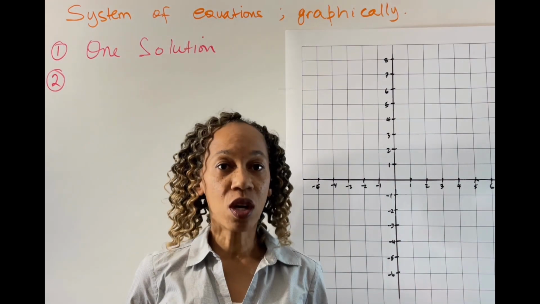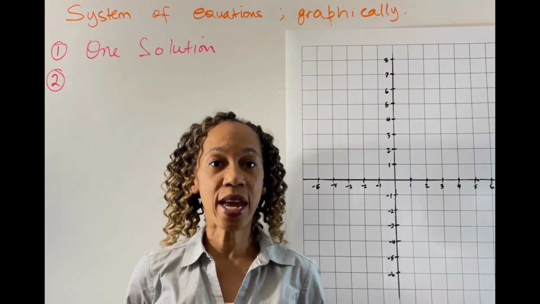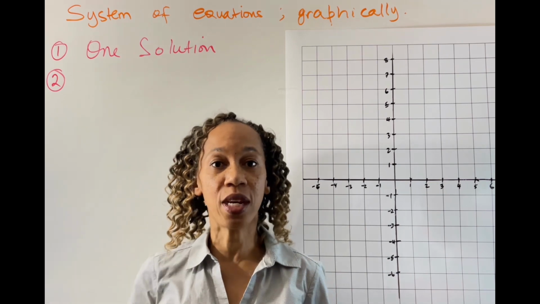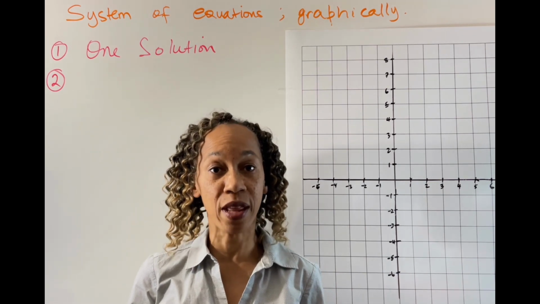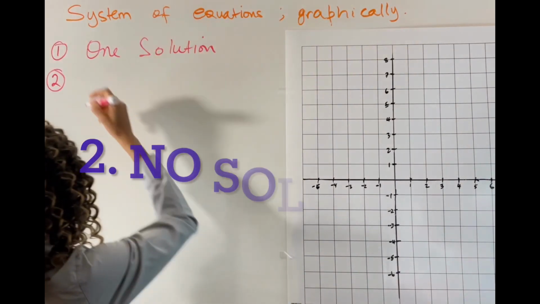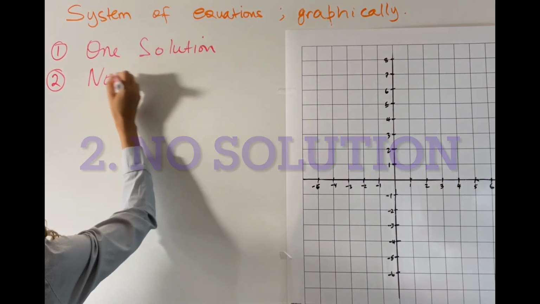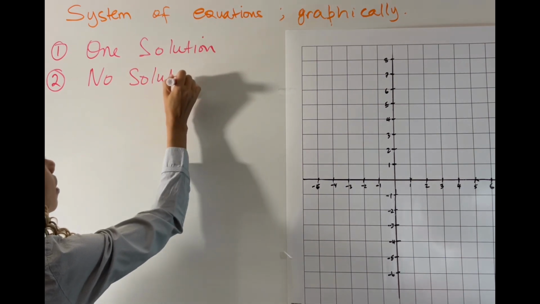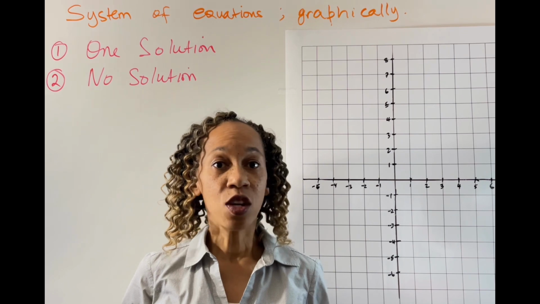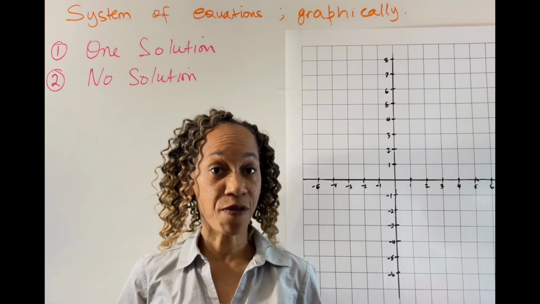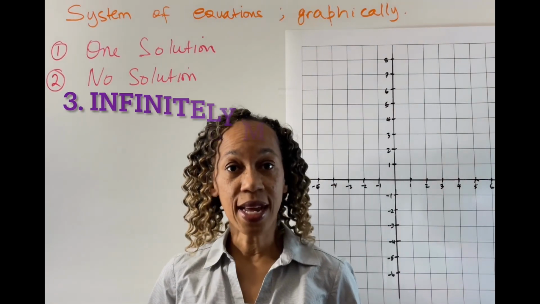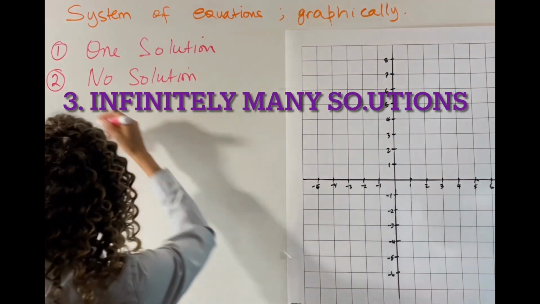The one solution usually occurs when you have two linear equations that are intersecting at a point, and for the one solution it is usually just an ordered pair. That is the point of intersection of the two linear equations. Second one is no solution. When you have no solution, it means that none of the graphs of that system of linear equations are going to meet. They are going to be parallel. The third one is simply infinitely many solutions.